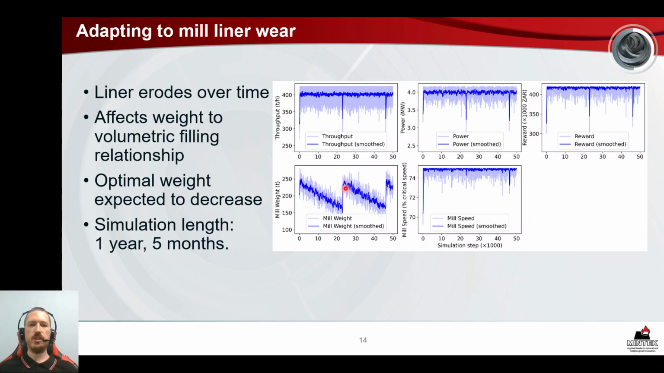This step change here is where the liner is replaced. We see that the agent rapidly adapts to the behavior of the new liners. This step change takes about 100 steps, and that is 25 simulated hours.